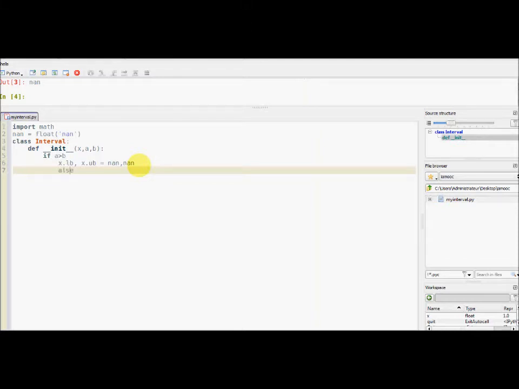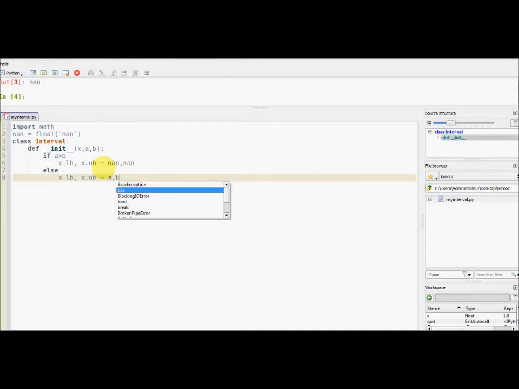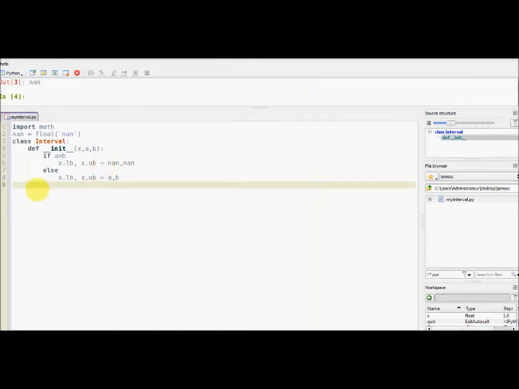So else means in case that a is smaller than b, the upper bound and the lower bound will correspond to a and b. Okay, so that was the constructor.